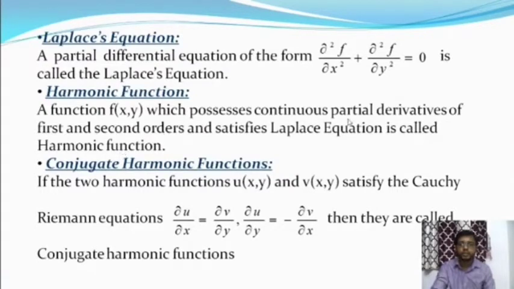Okay, so this is the definition of a harmonic function: a function f of x comma y which possesses continuous partial derivatives of first and second order and satisfies the Laplace equation. That means del 2f del x square plus del 2f del y square is equal to 0. Then we will say this function is a harmonic function.